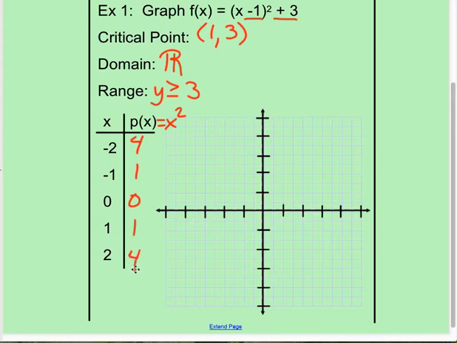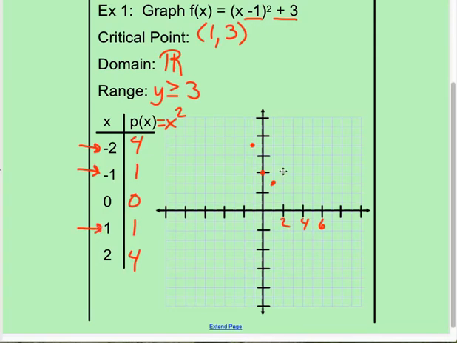And then I plot my critical point, so I'm going to use each of these as 2. So I'm going to go right 1, up 3. So there's my new critical point. And then all of those values in my t-chart are directions. So this, instead of being an ordered pair, negative 2, 4, means left 2, up 4 from my critical point. So that's where I'm going to plot my first point. And then I'm going left 1, up 1. 0, 0, of course, is the new critical point.